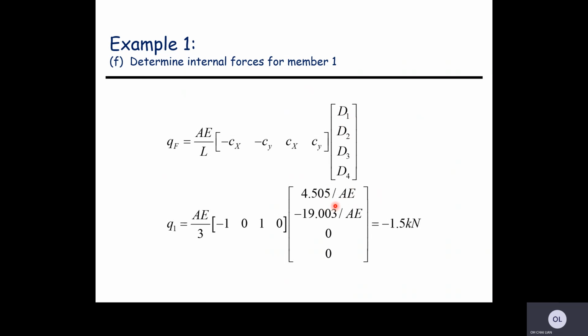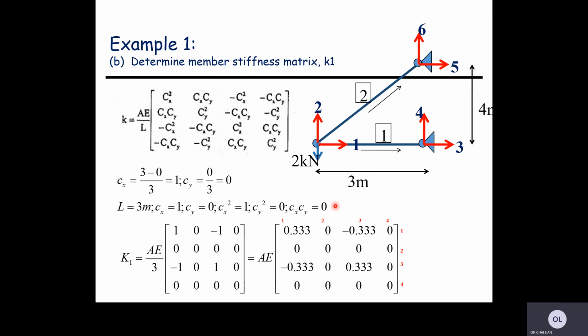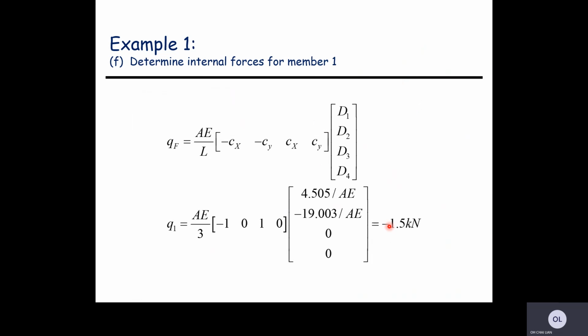D1 and D2. Then you need to go to member 1 to find the Cx, Cy, and the information of the length. Okay, let's move back. Cx is 1, Cy is 0, length is 3 meter. The numbering follows 1, 2, 3, 4. That is why in this local, you name the D values based on your element 1: 1, 2, 3, 4.